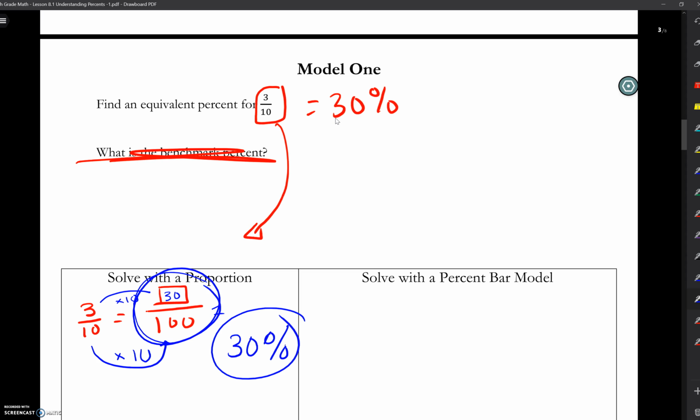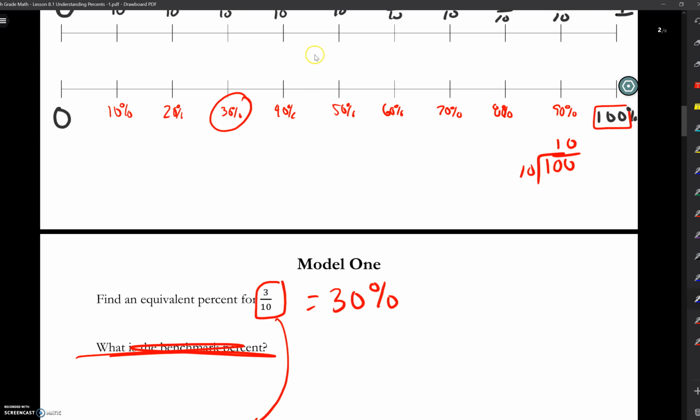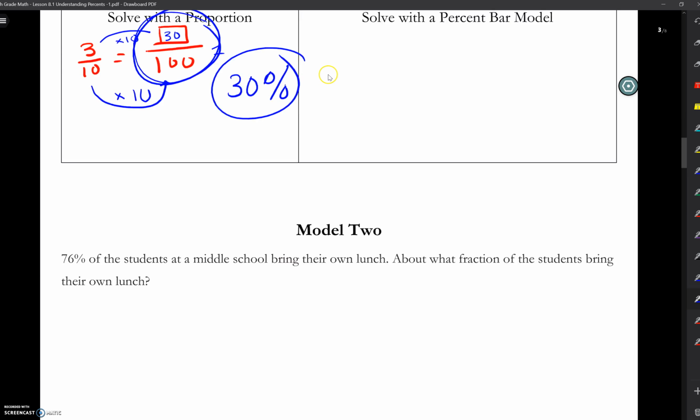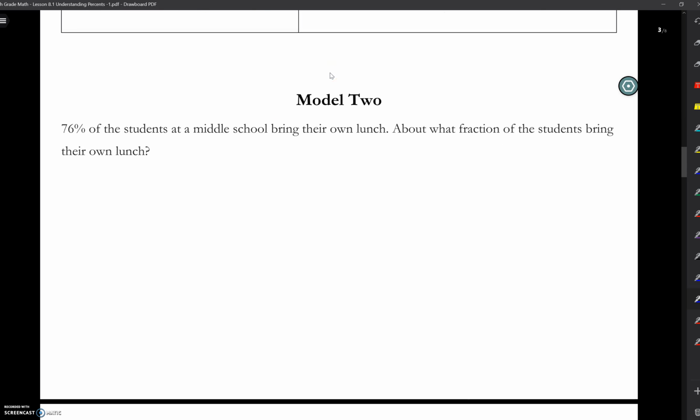Solve with the bar model. Well, we already did this with the bar model. We did this basically up here, so we would know how to do that there. Now, let's look at model 2, and we're almost done.